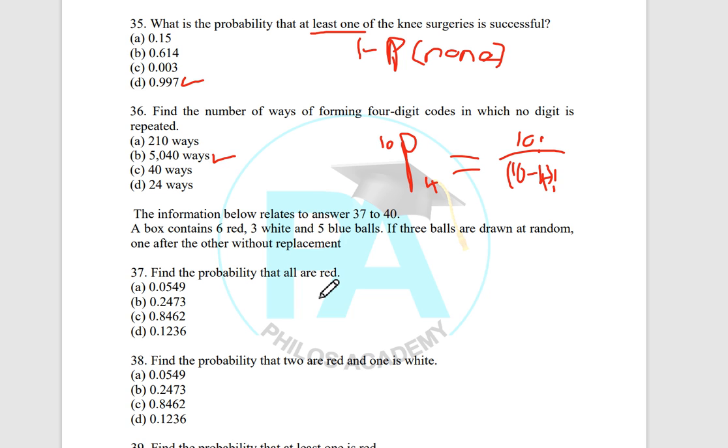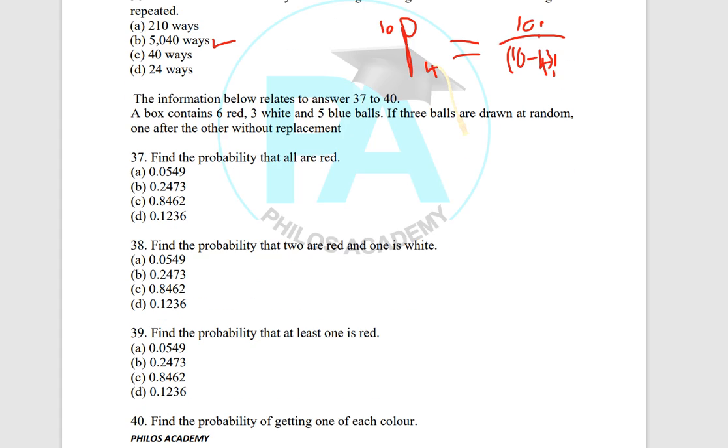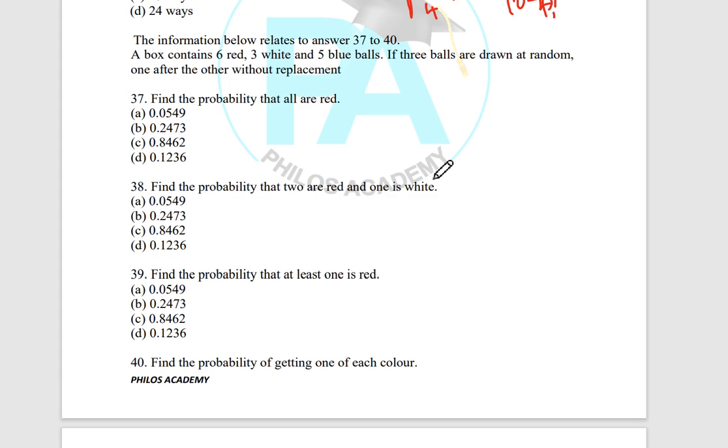A box contains 3 reds, 6 whites, and 5 blue balls. Now, if 3 balls are drawn at random, one after the other without replacement, find the probability that all are red. To get the probability that all are red, it's very simple.